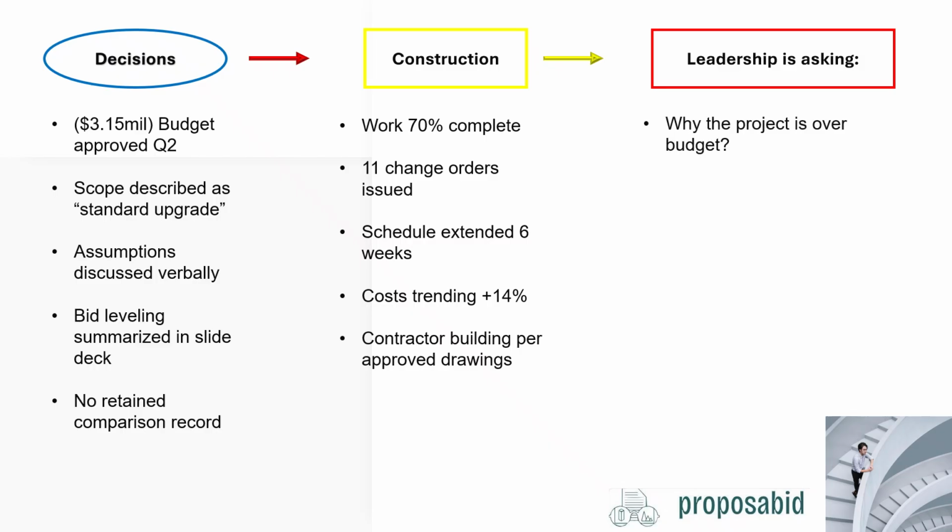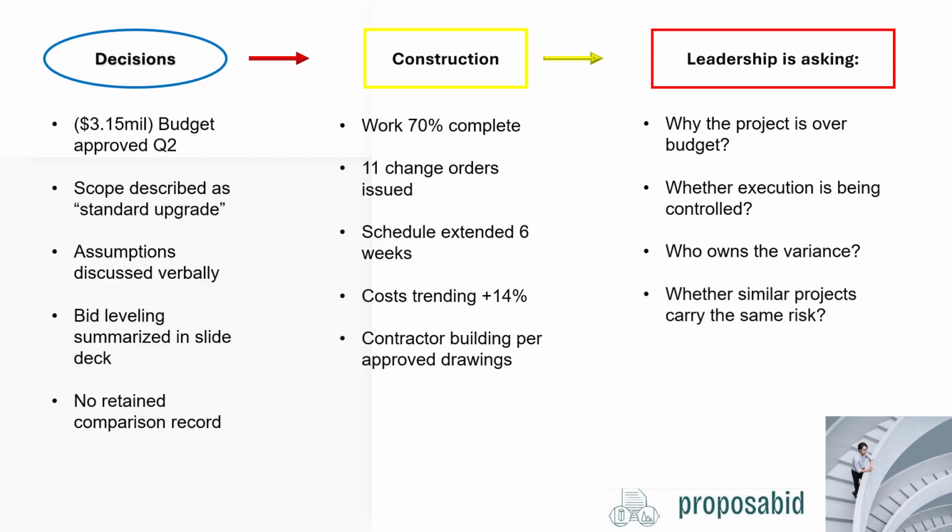Why was the project over budget? Was the execution actually controlled? And who owns the variance? On top of that, whether similar projects carry the same risk. A review meeting has been called while construction continues. Time is passing and invoices are being processed.